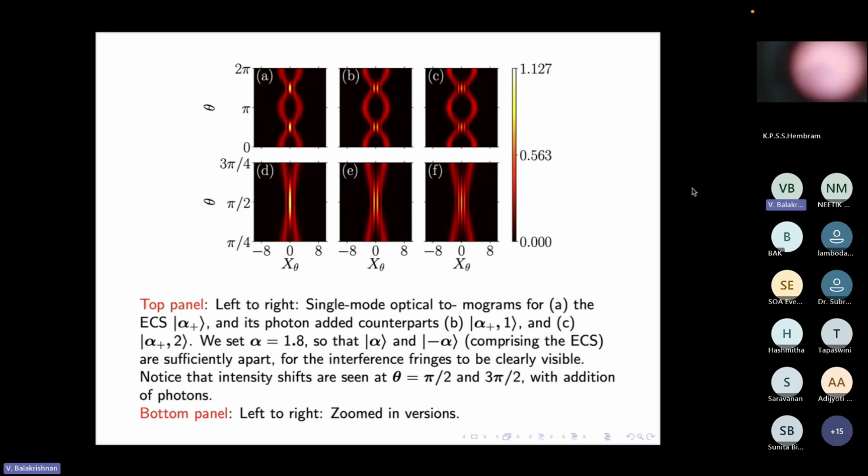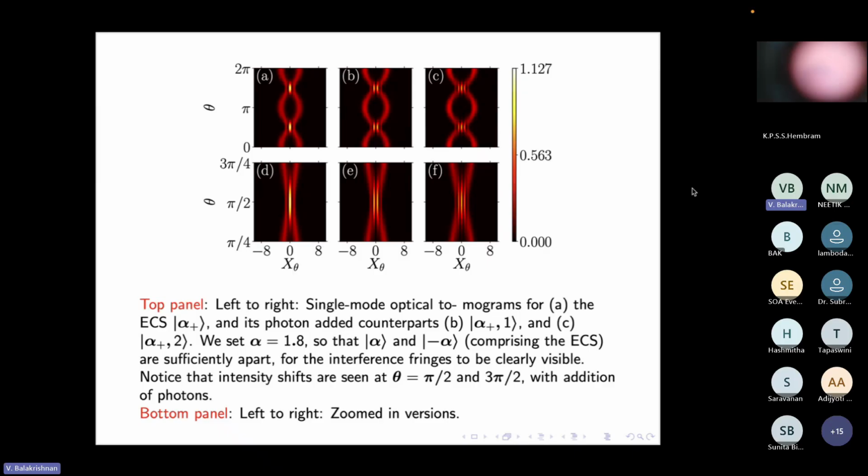Once more, there are more pictures to get a feel for this. Top panel, left to right, the single mode optical tomograms for the even coherent state that I spoke about earlier, and its photon added counterparts. B, one photon added counterpart, and C is two photon added counterpart.